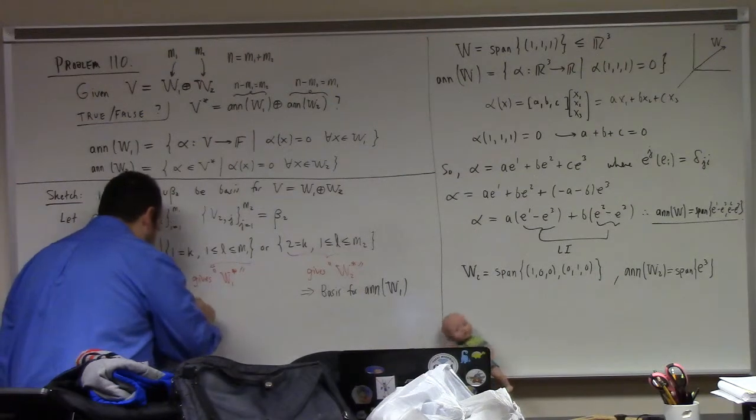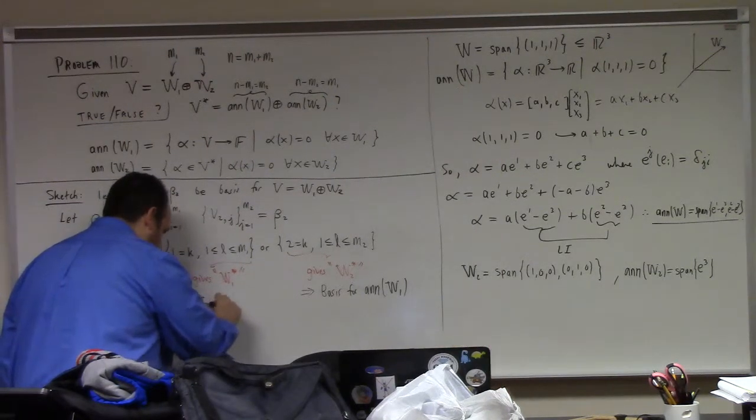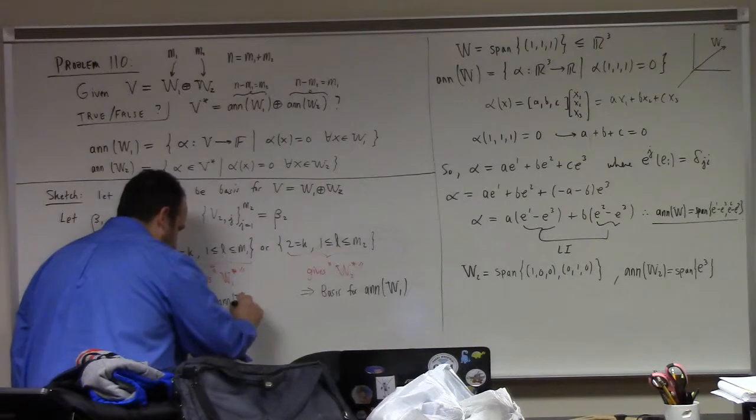This should be basis for W, the annihilator of W2. Oh no! Pick him up, buddy.